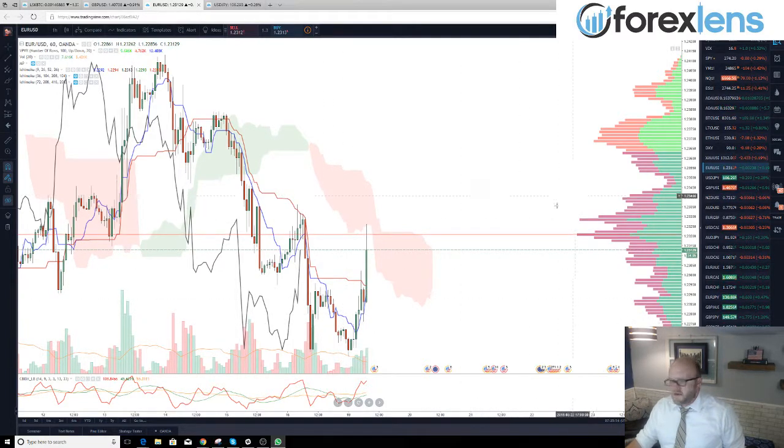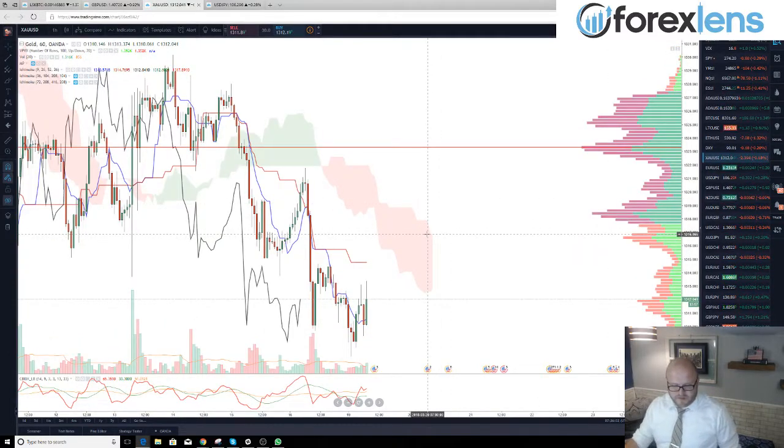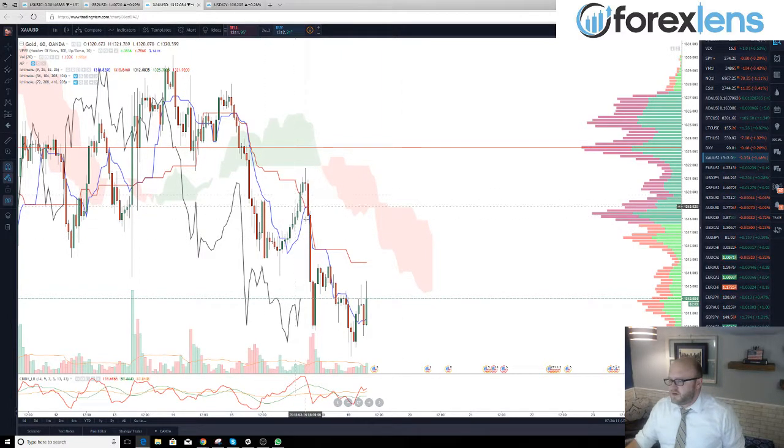Then we were looking at a pound dollar short. Actually, I'm going to get to the pound dollar in a second. The gold dollar: on the gold trade, we wanted to go short at 13.20, which we did get, and it was a beautiful short that worked out nicely.